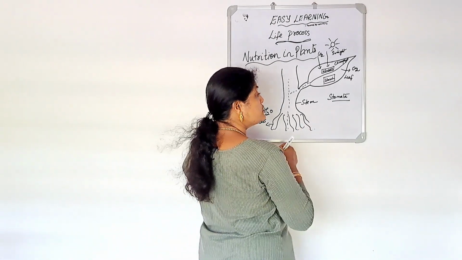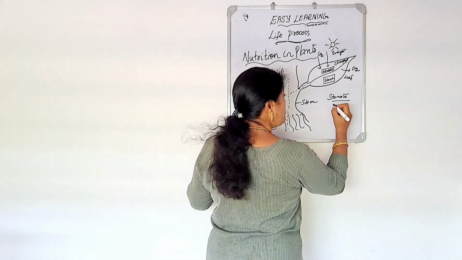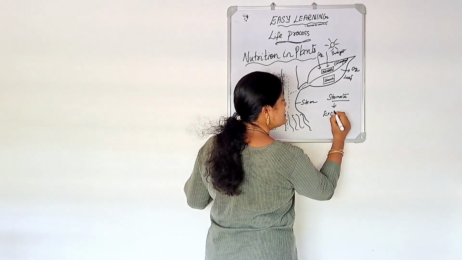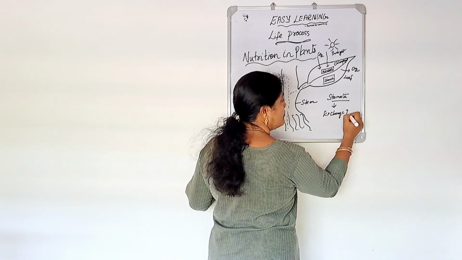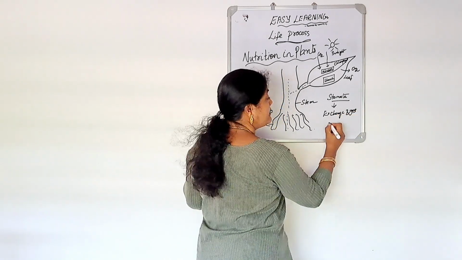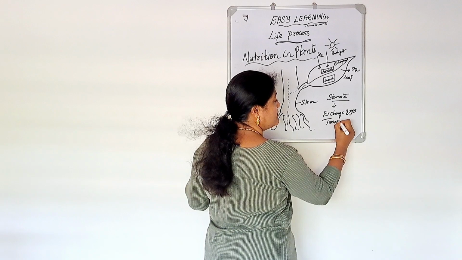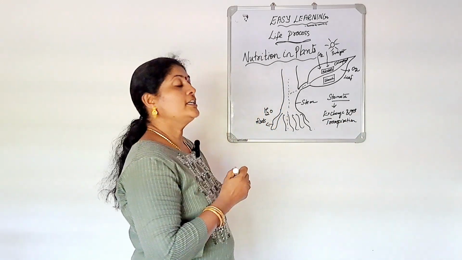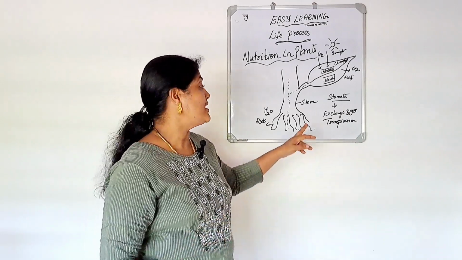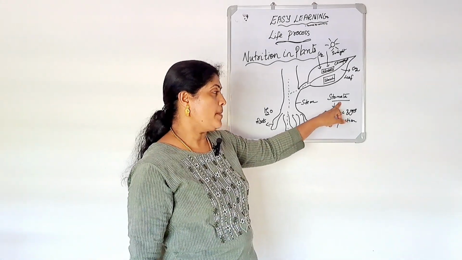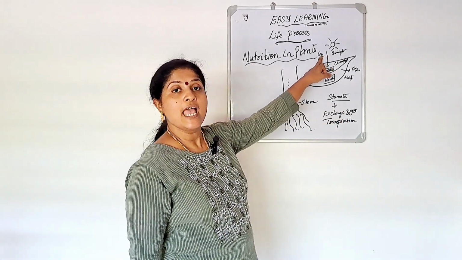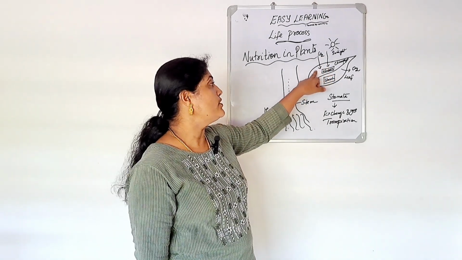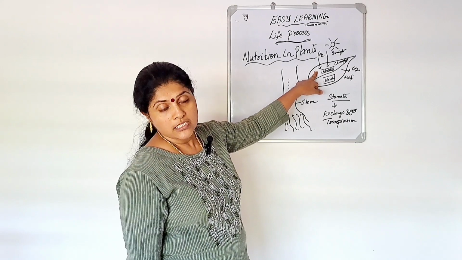The main function of stomata is a very important question for the board exam. The main functions of stomata are, one, exchange of gas, and second, transpiration. So exchange of gas and transpiration are the two main functions of stomata. Carbon dioxide gas is absorbed with the help of the stomata present on the surface of the leaf.